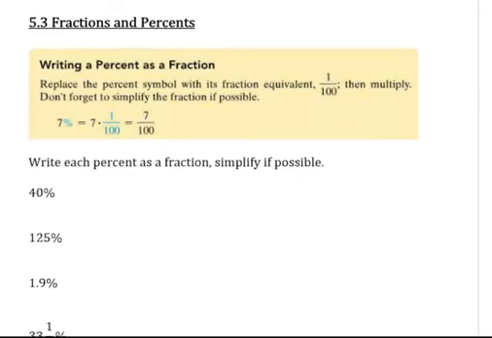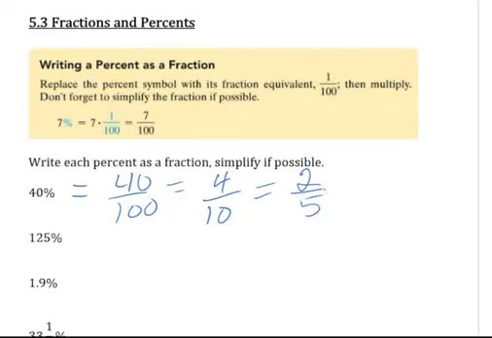So let me get my pen here. All right, 40%. If you remember, this just means 40 over 100. All I'm going to do now is just reduce. I can divide them, say, both by 10. That's going to give me 4 over 10. I can divide them again both by 2. That's going to leave me with 2 over 5.